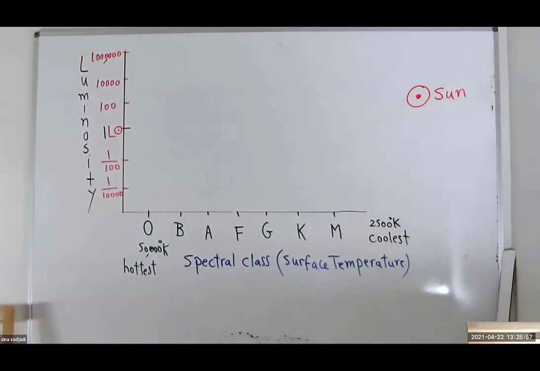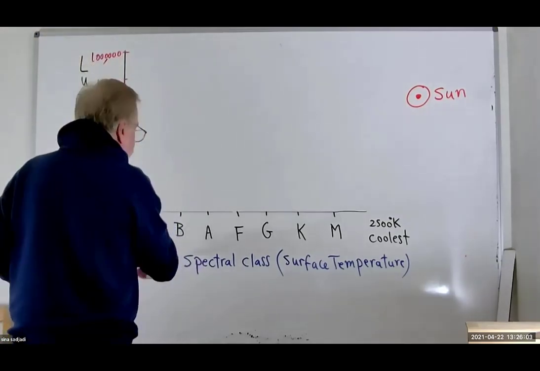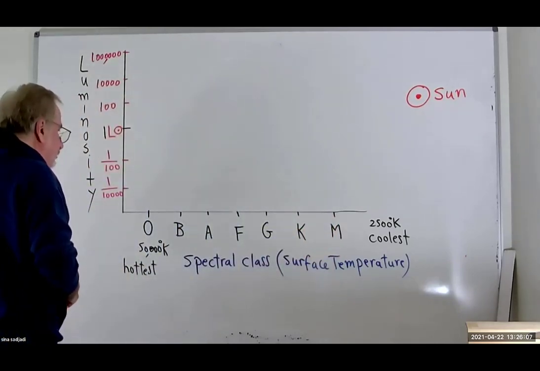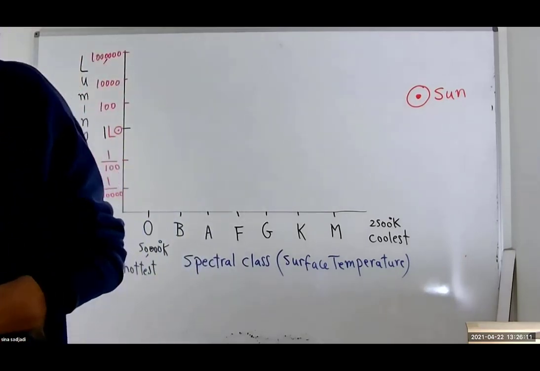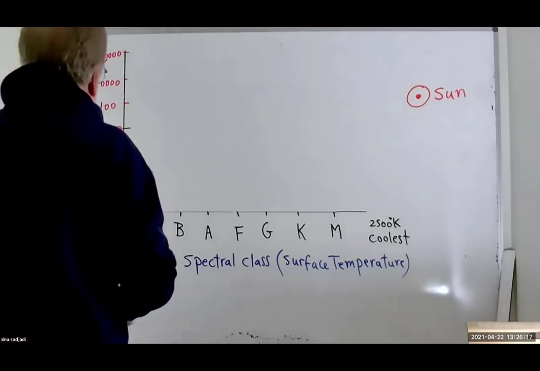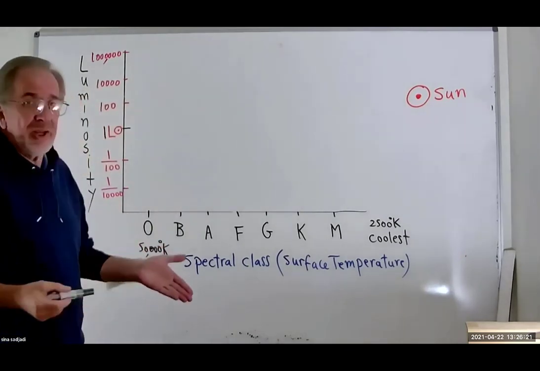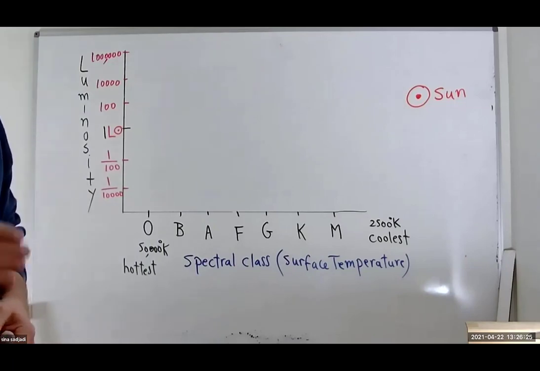Surface temperature also determines color too. If you're really, really hot, it'd be blue. Really, really cool, it'd be red. All right, so I'll do all that for you. These are called spectral classes. Now, all stars cannot be exactly the same temperature, so we have subclasses too.